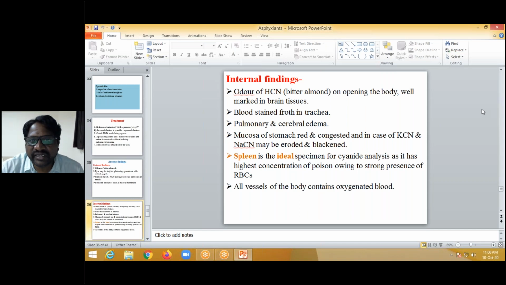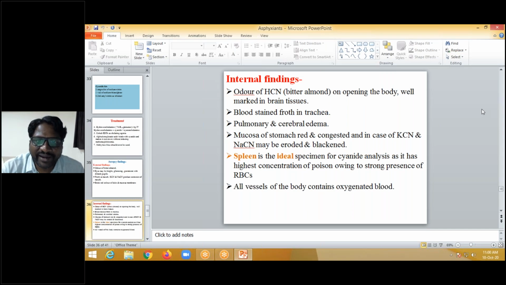Next one, blood stained froth in the trachea. You can observe this as in the final event it is respiratory failure. Pulmonary and cerebral edema you can observe, and the mucosa of the stomach is red and congested, but in case of potassium cyanide and sodium cyanide it may be eroded and blackened.